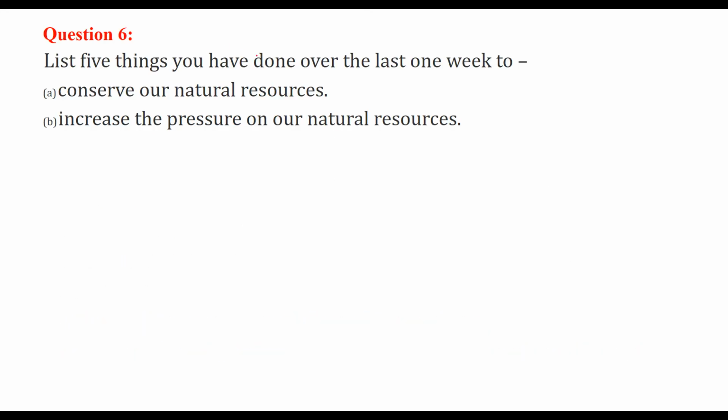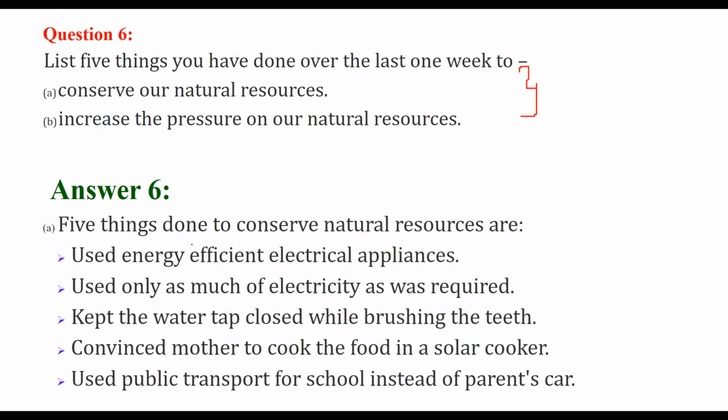List 5 things you have done over the last 1 week to conserve our natural resources, or increase the pressure on our natural resources. So whatever you are thinking, you can put down here, because now you know the importance of natural resources. So you can answer like this: 5 things you have done to conserve the natural resources. You have used energy efficient electrical appliances, and you have used only as much electricity as you required. You have not wasted any electricity.